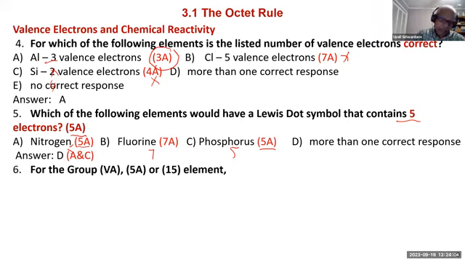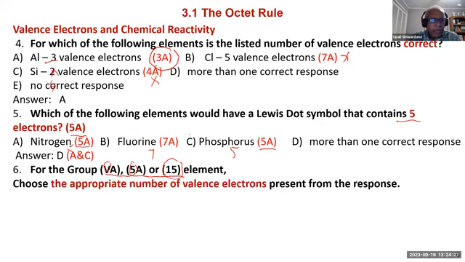Now, sometimes we list group numbers in a different form, with a Roman numeral here, a normal number, or just without letters, 15 or so, to represent group 5A. Group 5A has 5 valence electrons. Choose the appropriate number of valence electrons present for the response. How many valence electrons does this have? It has to be 5.